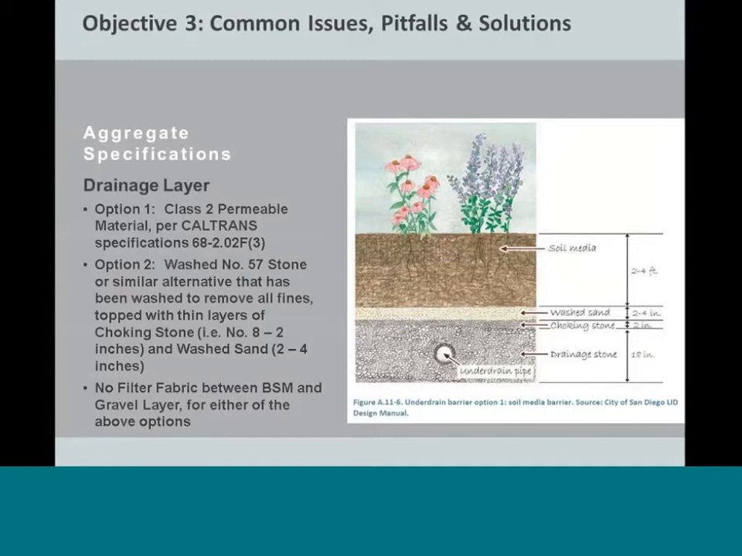choking course. Another option, option 2, which is actually the graphic here, this shows if you want to use a different type of gravel underneath, maybe the Class 2 permeable material is hard to get or too expensive, you can go to another alternative that's washed so you don't have fines, but then you'll need a choking course, a couple inches of choking stone and a washed sand to help make that transition from the soil mix to the larger gravel below.